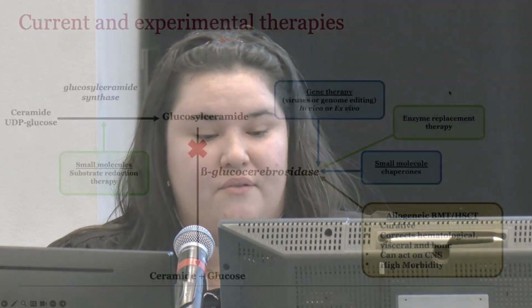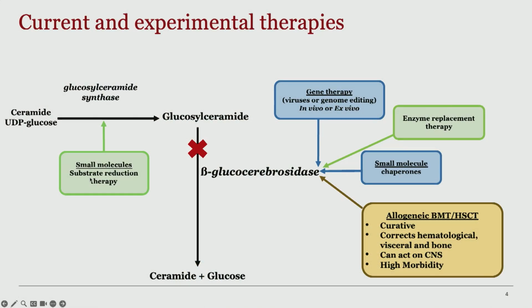The standard care for this disease nowadays includes enzyme replacement therapy and also small molecules like substrate reduction therapy, and these must be administered every 2 weeks or daily for the rest of the life of the patient. On the experimental side, in vivo and ex vivo gene therapy with virus or genome editing approaches has been tested through clinical trials, as well as small molecules like chaperones.